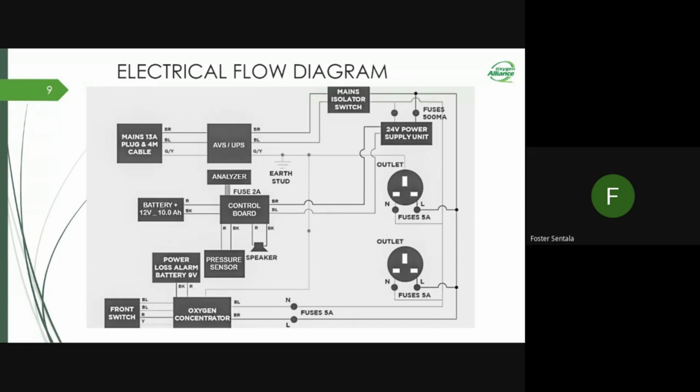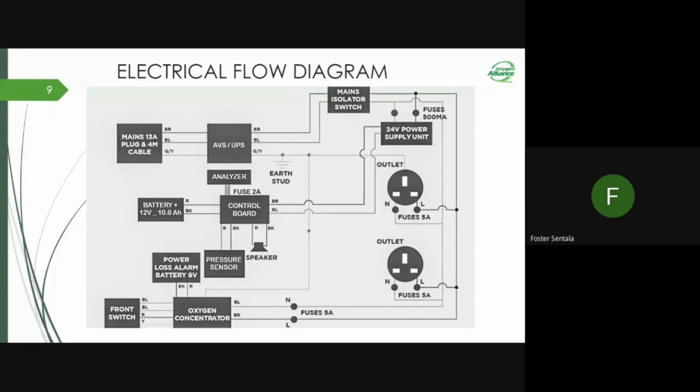This is put there just to protect the machine from surges by stabilizing voltages. So you can see there's also, after this, the mains isolator switch, there is a 24 volt power supply unit that is tapping from the mains line. This is supplying DC voltage to the control board. On the control board, we have the analyzer circuit, which is placed in the front of the machine. This analyzer simply analyzes the concentration of oxygen being delivered to the patient.